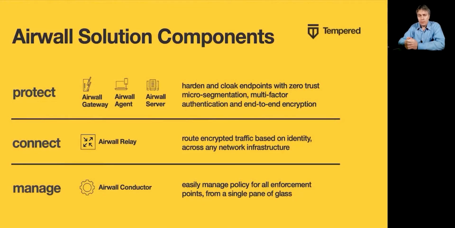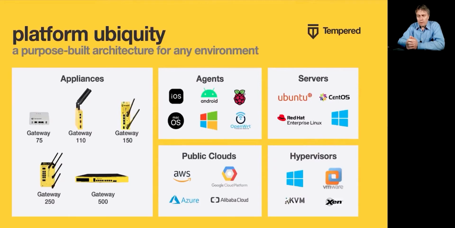And then finally we have the Airwall conductor. The conductor is the orchestration engine. It provides policy to all of the devices and allows you to easily manage policy in your environment. So we pretty much have an Airwall that can go anywhere. It could be a small gateway that you need to put in front of the protected devices that I mentioned. These could be OT devices. These could be sensors that somebody's trying to deploy in your building. Our software runs in hypervisors, public cloud environments, or in agents and servers.